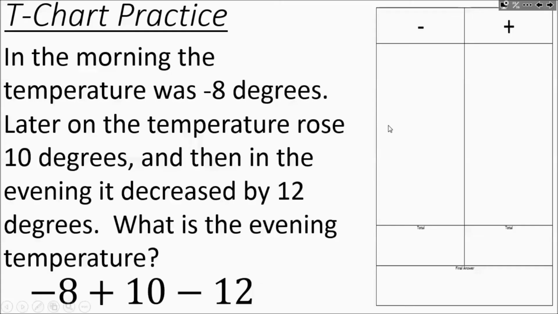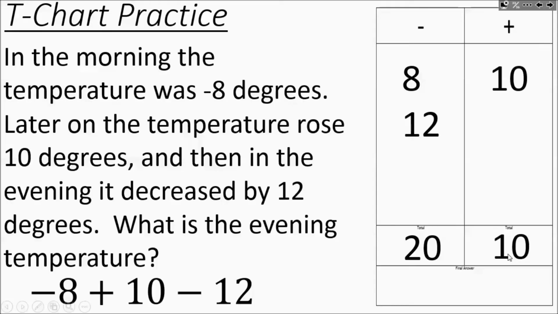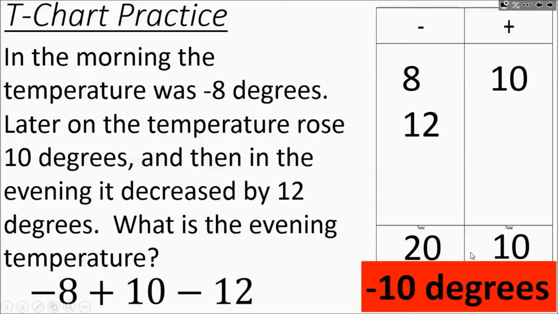So we're going to put our negative terms all in one group, and then our positives. We were at total negative 20, total up 10. It's going to be at negative 10 degrees. Another way you can do this is just to draw a thermometer and literally make your arrows go up and down on the thermometer, whatever works.